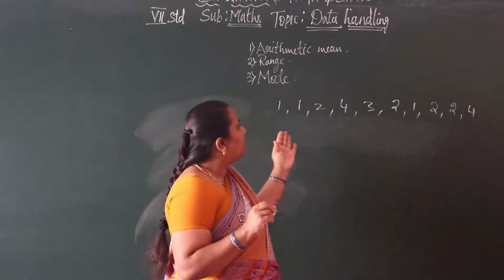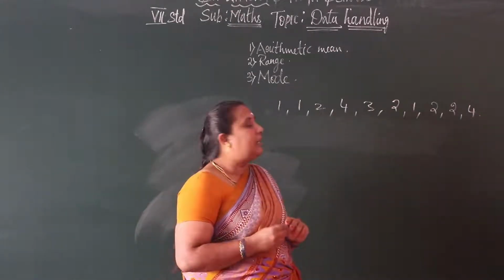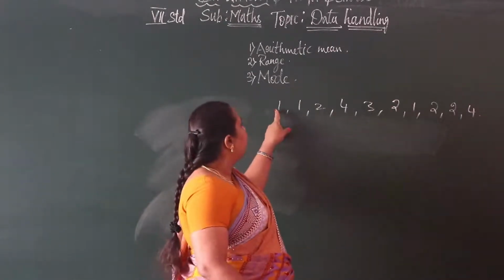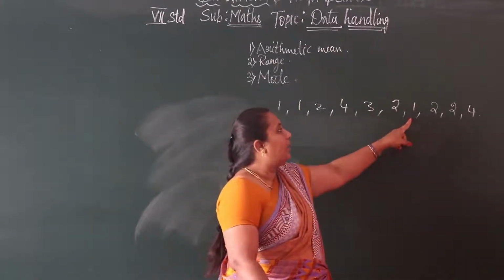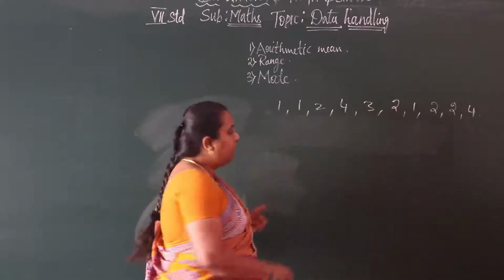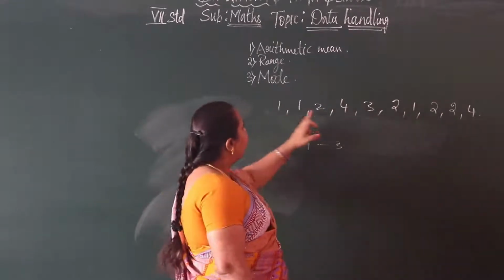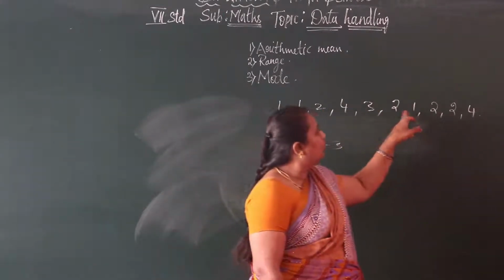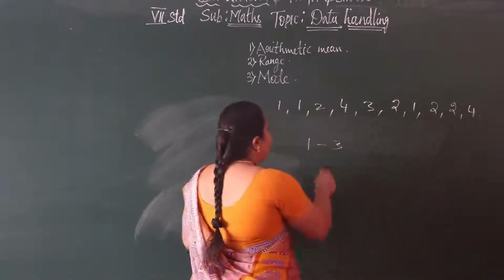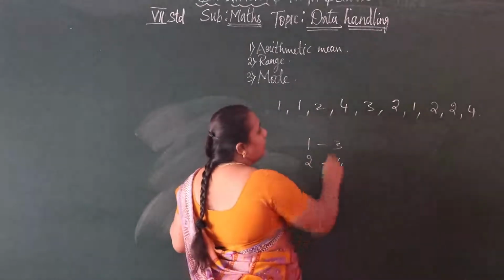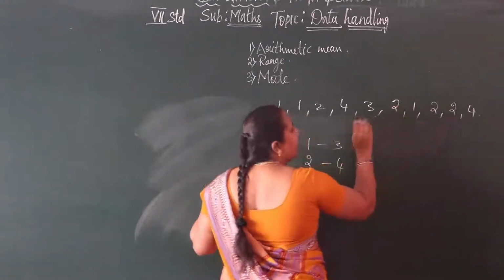See which number we are having repeatedly. 1 repeatedly comes 3 times. And 2, see: 1, 2, 3 and 4, so 2 comes 4 times. And 4 is twice and 3 is once only.